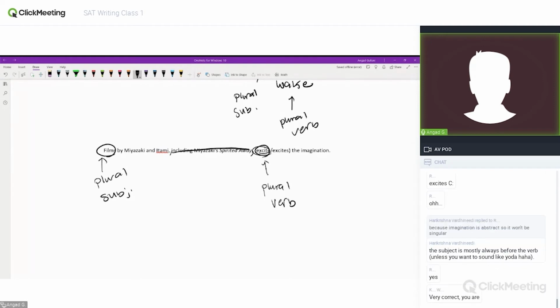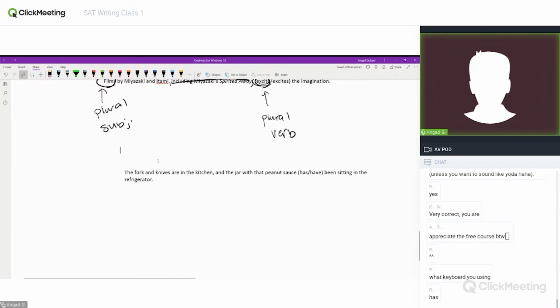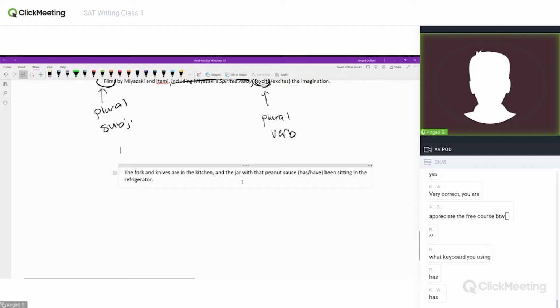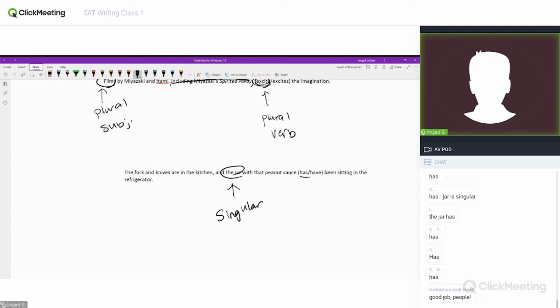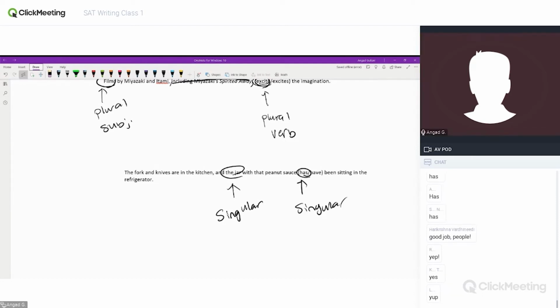I'm going to give you guys one more. Forks and knives are in the kitchen, and the jar with the peanut sauce has or have been sitting in the refrigerator. I want you guys to tell me the answer in the chat. All right, yep, most of you, I think everyone got this right, actually. We have the subject, the jar. What is this? This is singular, right? So we have to have a singular verb. That's going to be has. You guys get that?